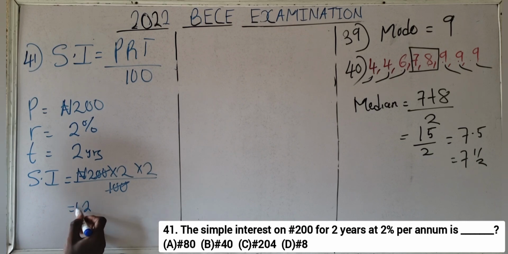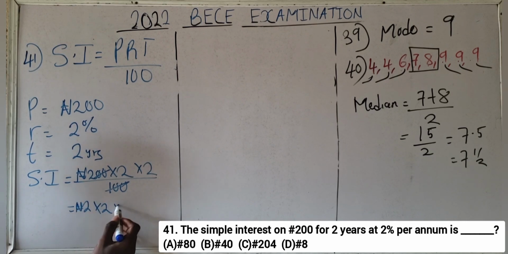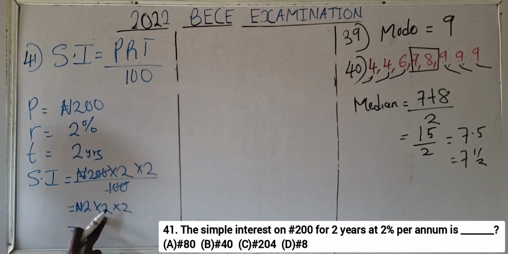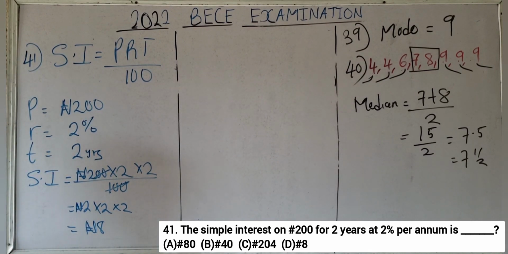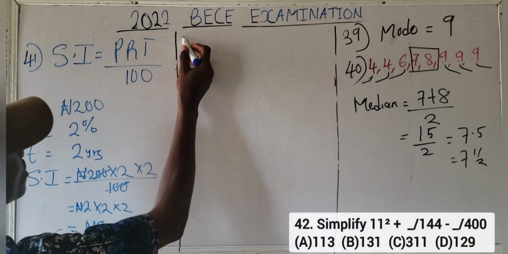So you are left with 2 naira times 2 times 2. That's the answer. 2 times 2 is 4. 4 times 2 is 8. So the answer is 8 naira. Do you understand? That is question number 41. 8 naira. That is option D. Option D is correct. Okay, let's proceed to question number 42.